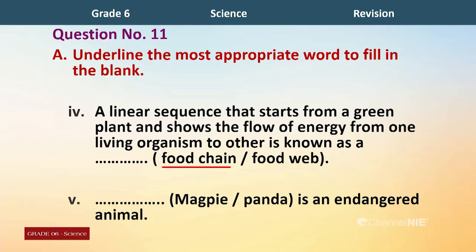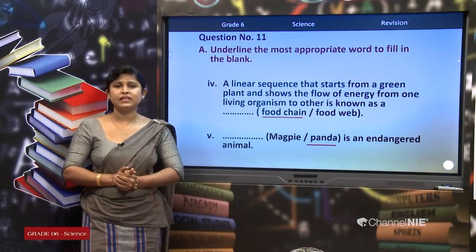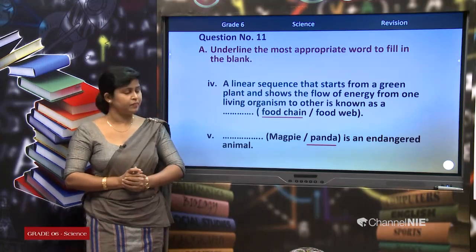Look at the last question. You are given two answers. Magpie or panda is an endangered animal. Out of the animals given here, what is the endangered animal? Panda is the endangered animal. You know, panda is living in central China, which is an endangered animal, which is in the threat of extinction.